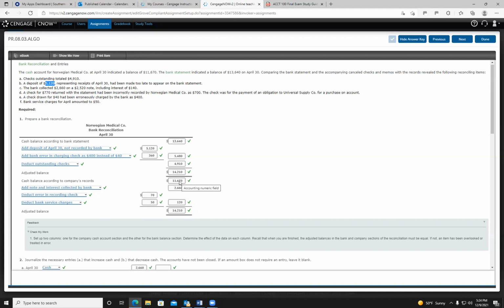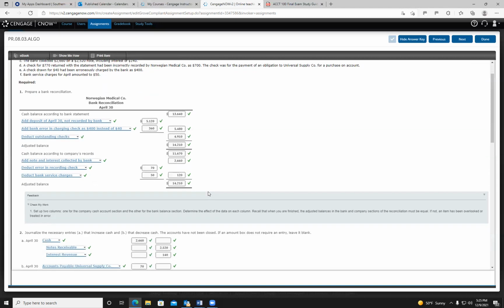So we start out with 11,670. We add in that note that was collected by the bank of 2,660. We subtract out the 70 and we subtract out the 50. Once we do that, our adjusted book balance is 14,210, which matches our adjusted bank balance of 14,210. So we're now reconciled.